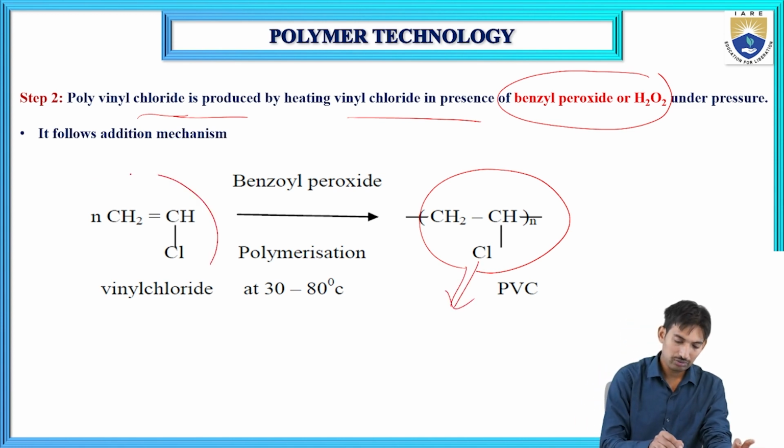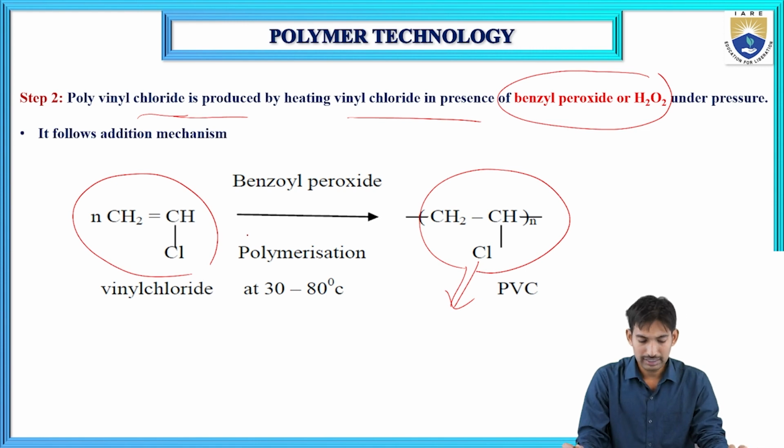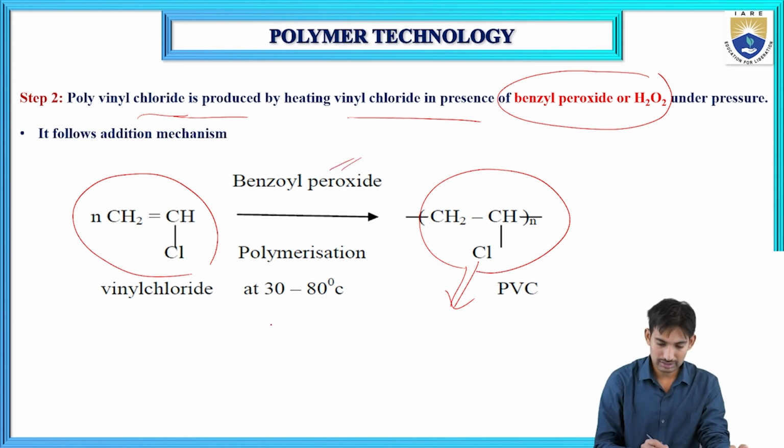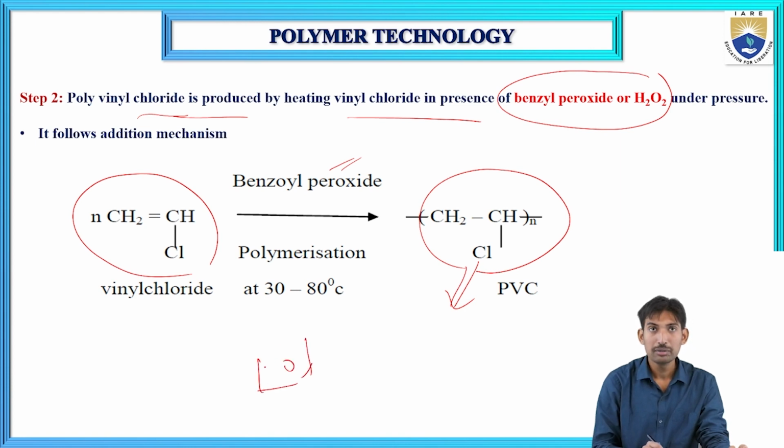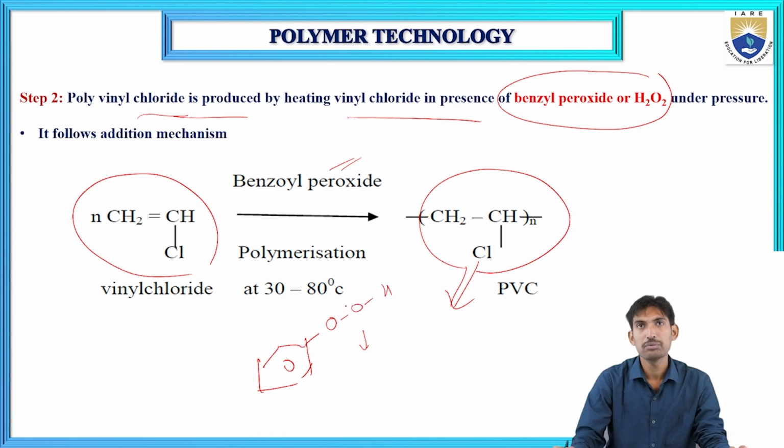The vinyl chloride is treated in the presence of benzoyl peroxide. What is benzoyl peroxide? The benzoyl peroxide formula is benzene, then OOH. This is the structure of benzoyl peroxide.